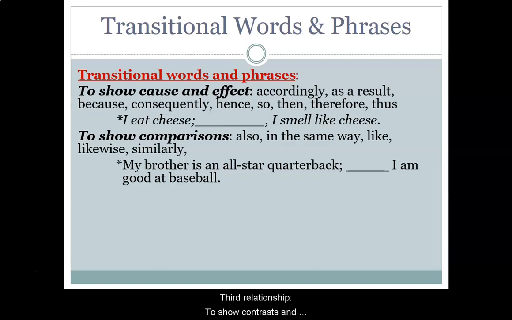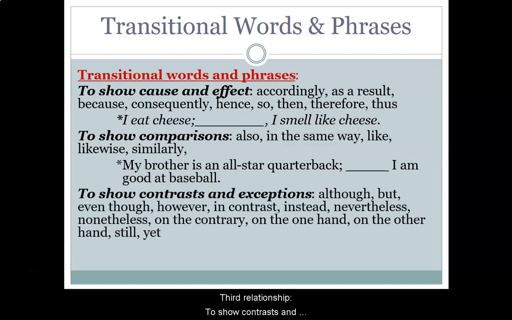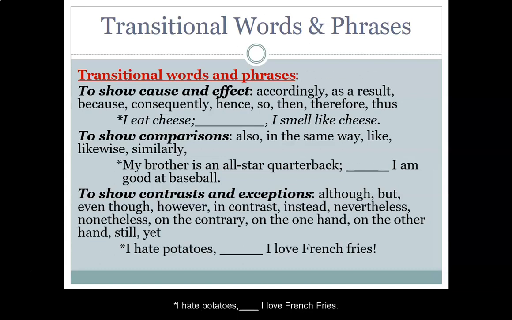Third relationship, to show contrasts and exceptions. Although, but, even though, however, in contrast, instead, nevertheless, nonetheless, on the contrary, on the one hand, on the other hand, still, yet. And here's the example. I hate potatoes, blank. I love French fries.